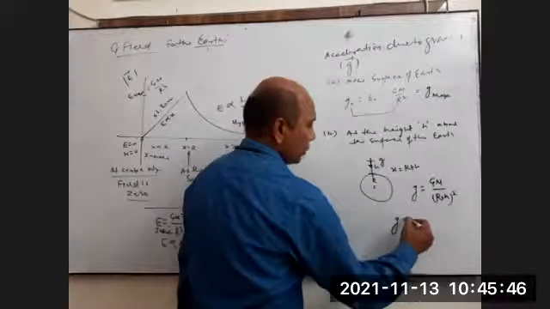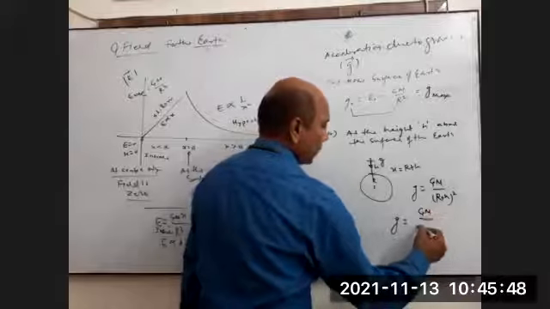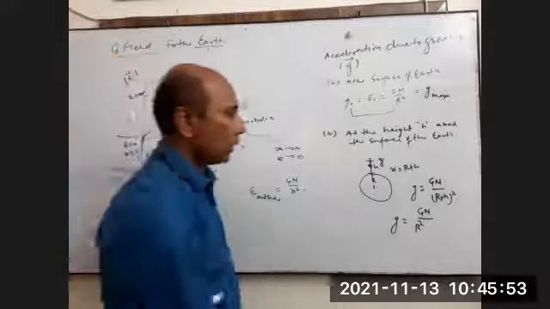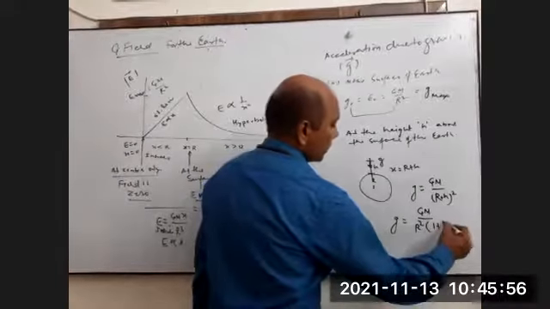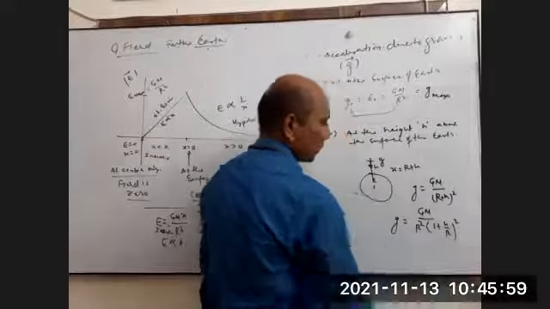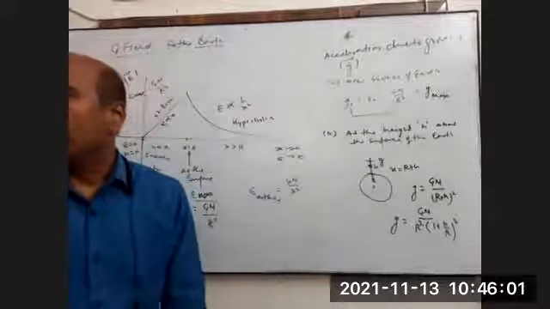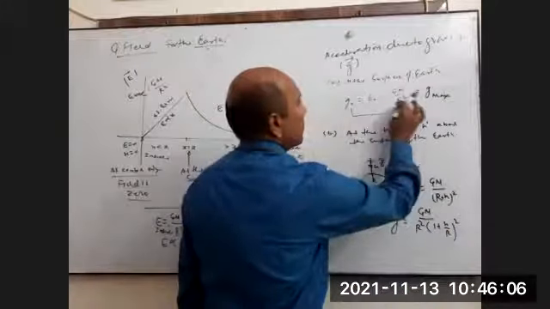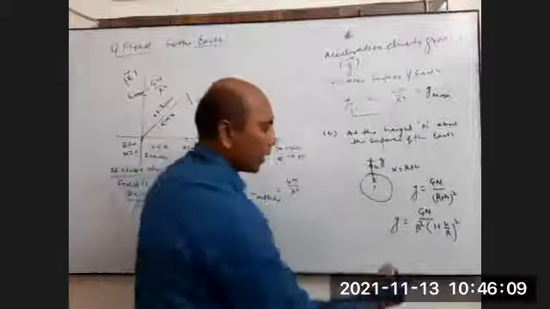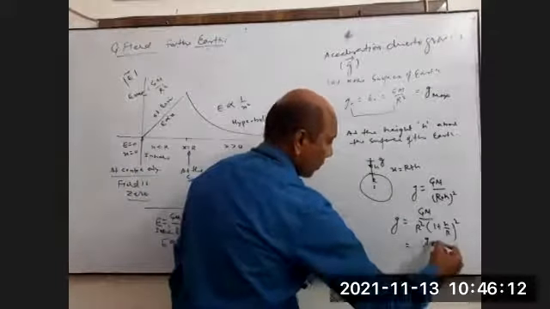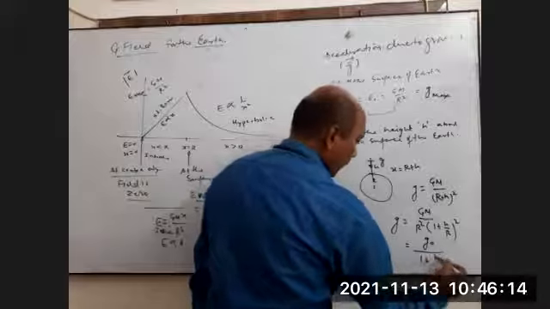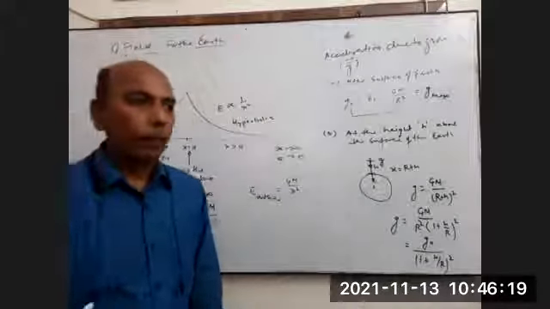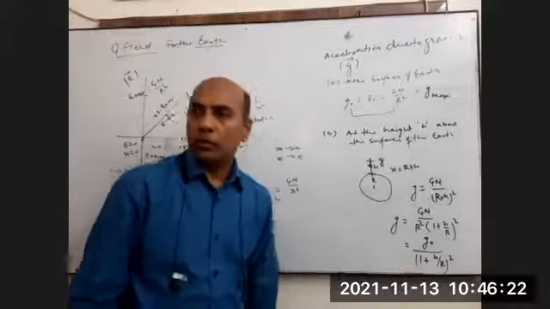It can also be equal to GM. Can we take R square as common? It can be equal to 1 plus H upon R, whole square. This GM upon R square is known as G naught. So we can write it as G naught times 1 plus H upon R, whole square. Got it? Okay, make a note.